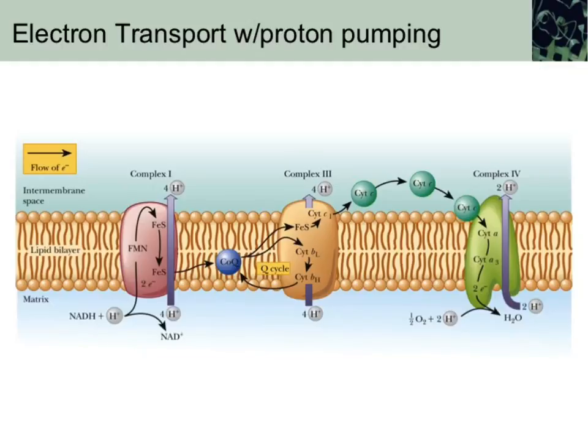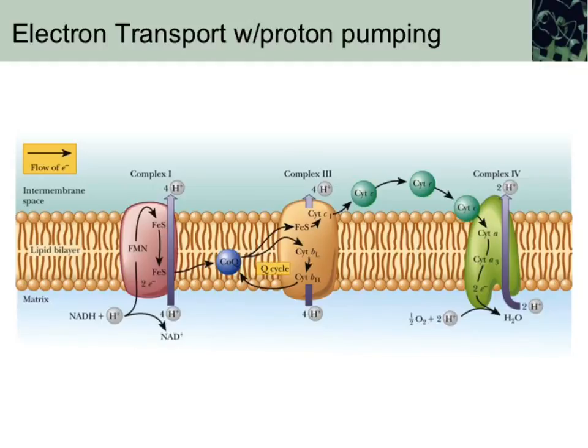So, nice little pretty picture of everything that's happening here. We got complex 1, complex 3, complex 4. You'll notice that you don't see complex 2. Why not? No, it's still in the same membrane. Why do we not see complex 2?